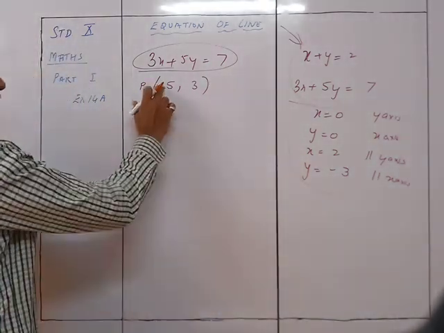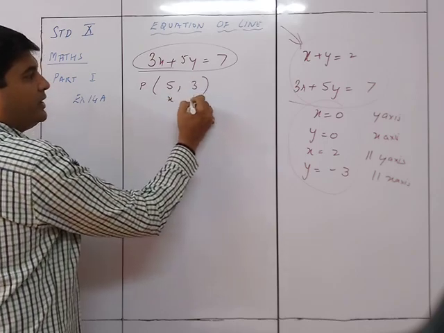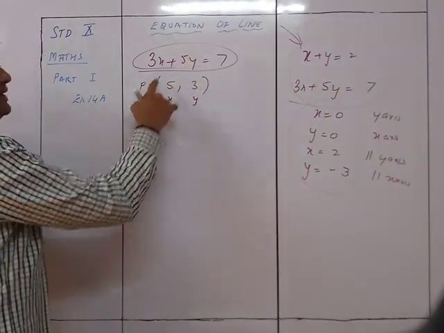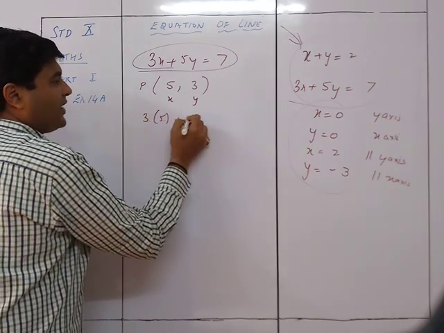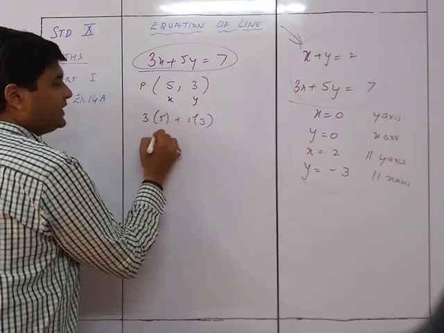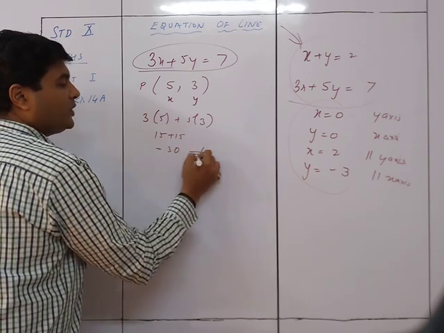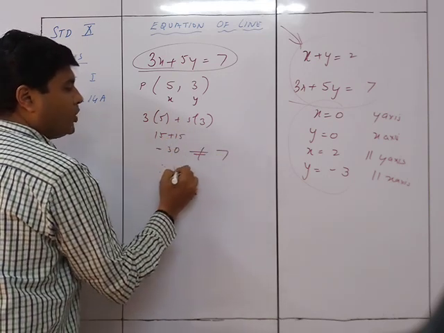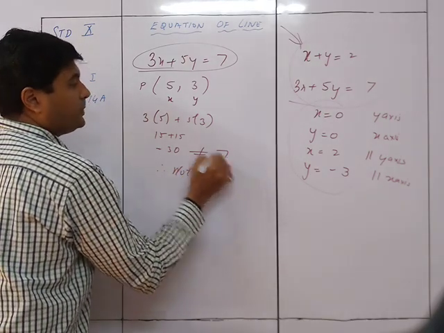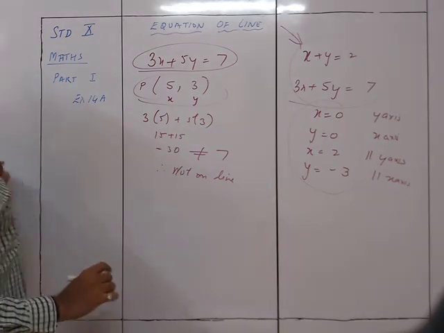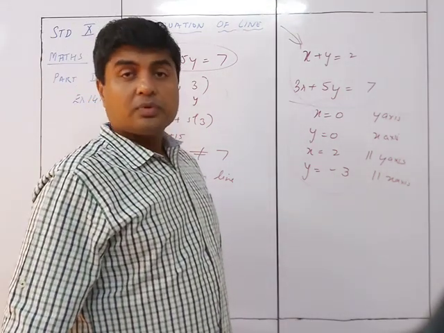You are going to take the value of x as 5 and y as 3 and see whether the LHS is equal to the RHS. So we have 3 into 5 plus 5 into 3. That is 15 plus 15 is equal to 30, which is not equal to 7, therefore not on the line. So this particular point is not on this line. Got it?